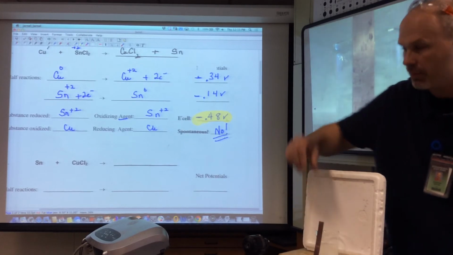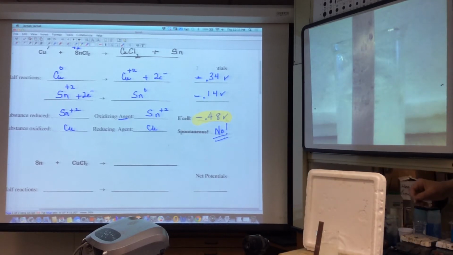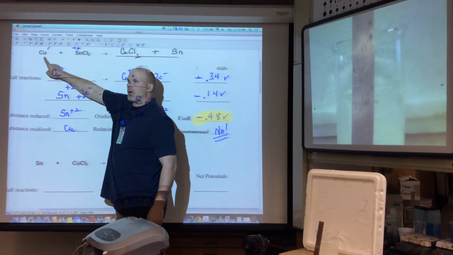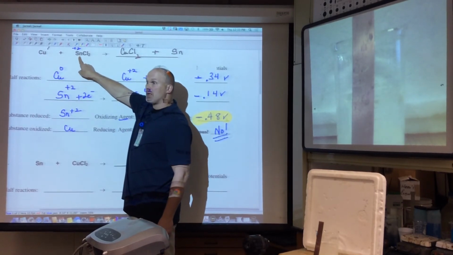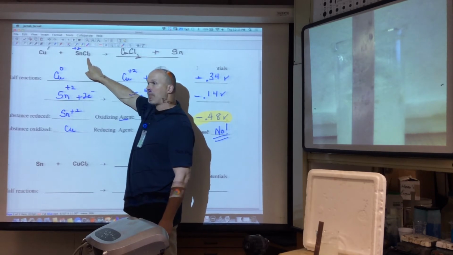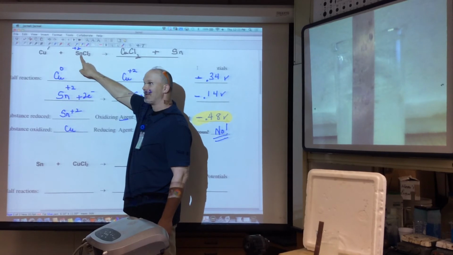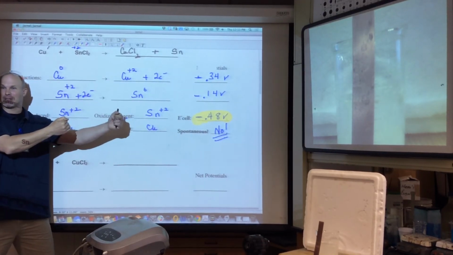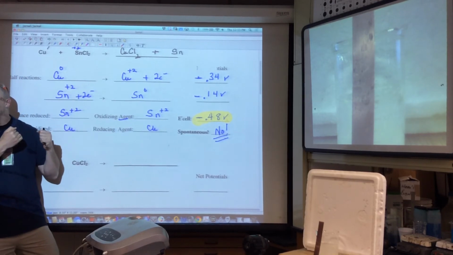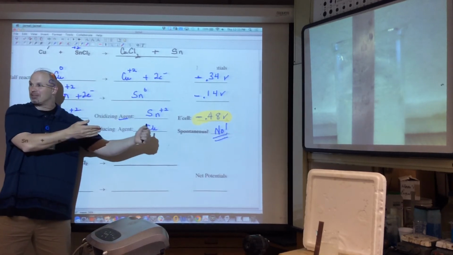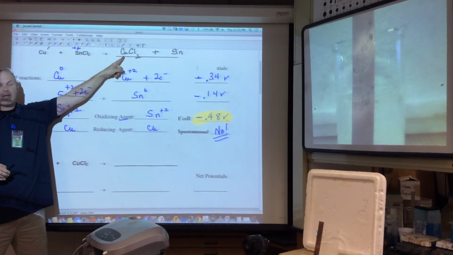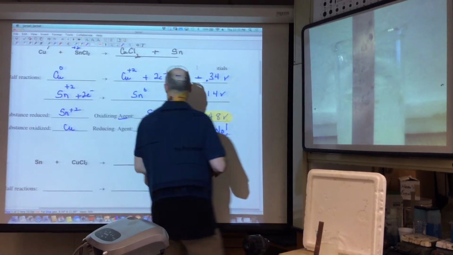Now what's the reason? What's the high-level reason? The high-level reason is copper cannot replace tin in tin chloride. Copper is not a strong enough reducing agent to make tin plus 2 go to 0. It can't force its electrons onto the tin very well.